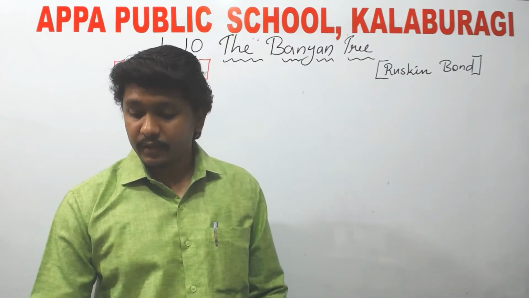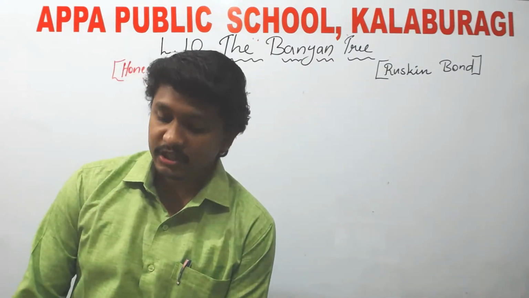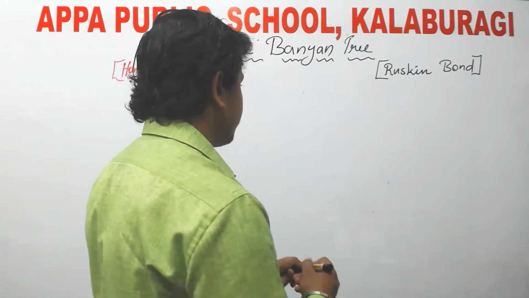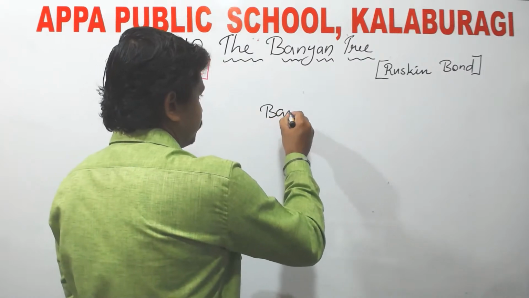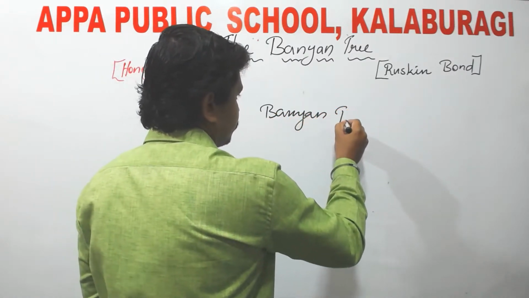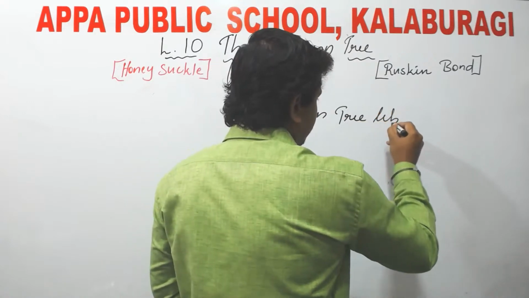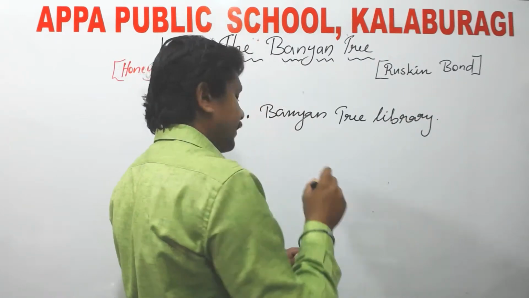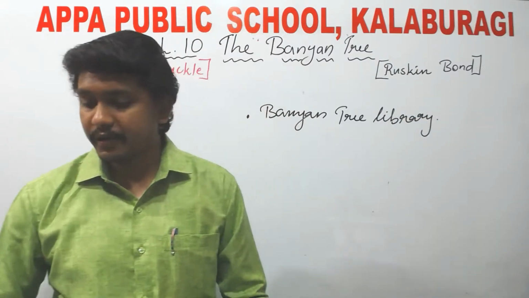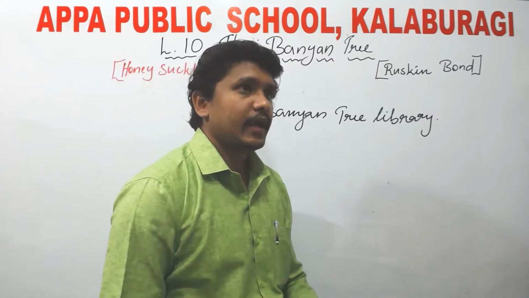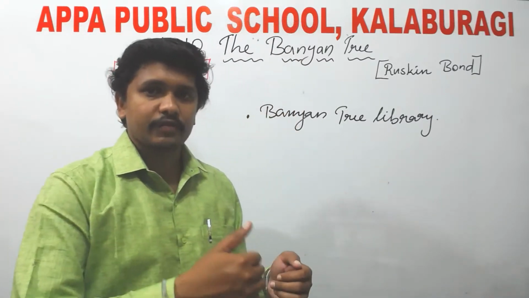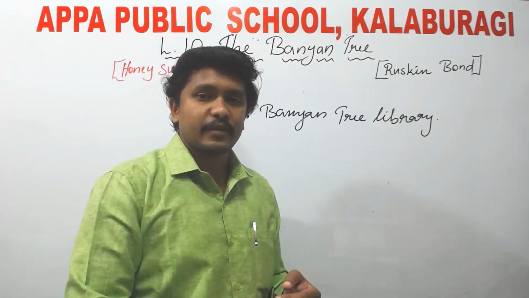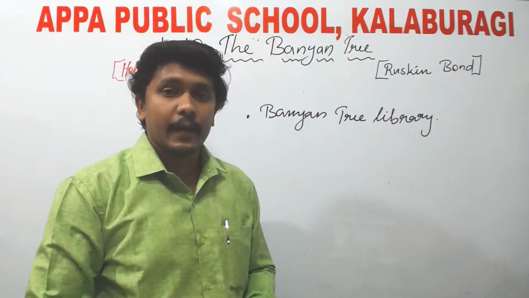So next what happened? The boy made the banyan tree into a banyan tree library. How did he make it? He brought a cushion from the living room. A cushion is what we use on the sofa or on the chair. So he brought one of the cushions from the living room and kept it on top of the banyan tree.